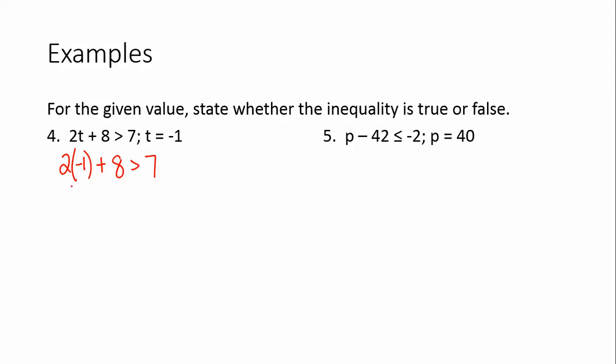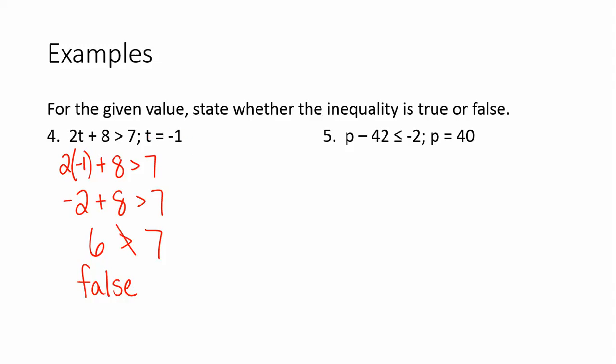So 2 times negative 1 is negative 2 plus 8, and we're checking if this is greater than 7. Negative 2 plus 8 is 6. 6 is not greater than 7, so we would write false. So the inequality is false for this given value.